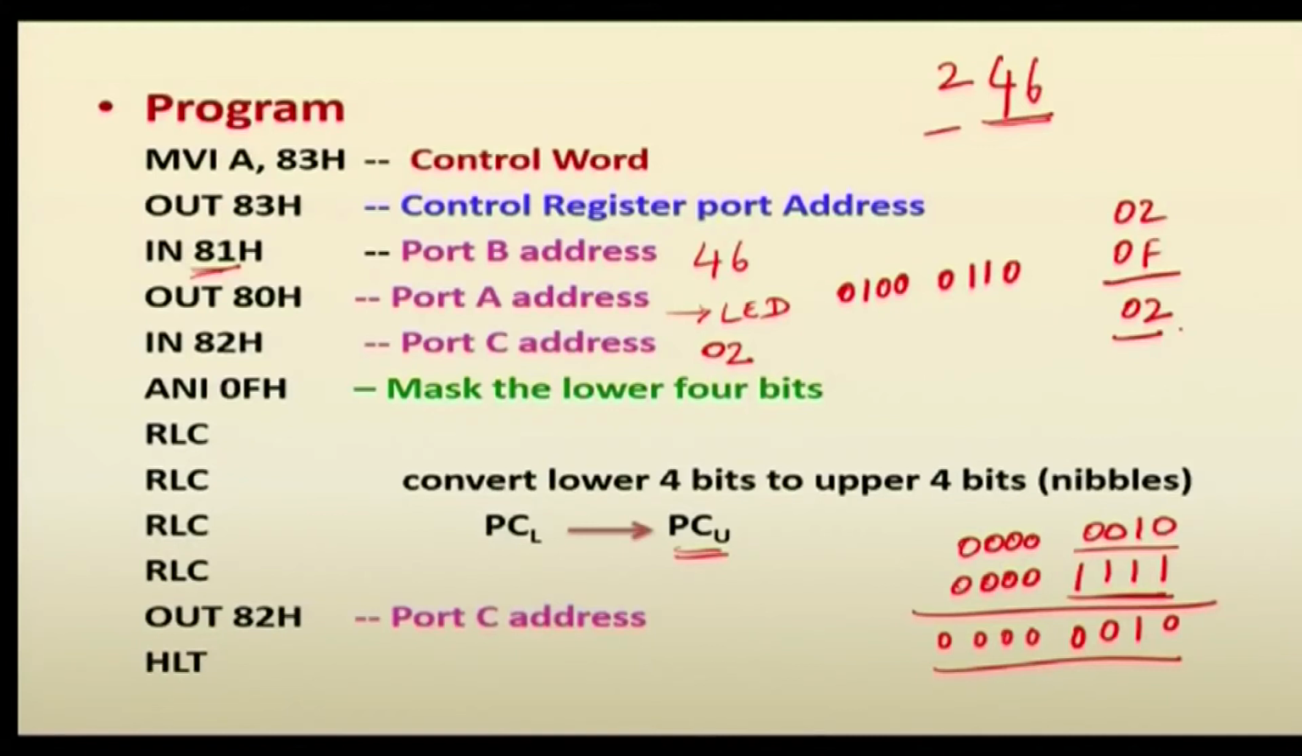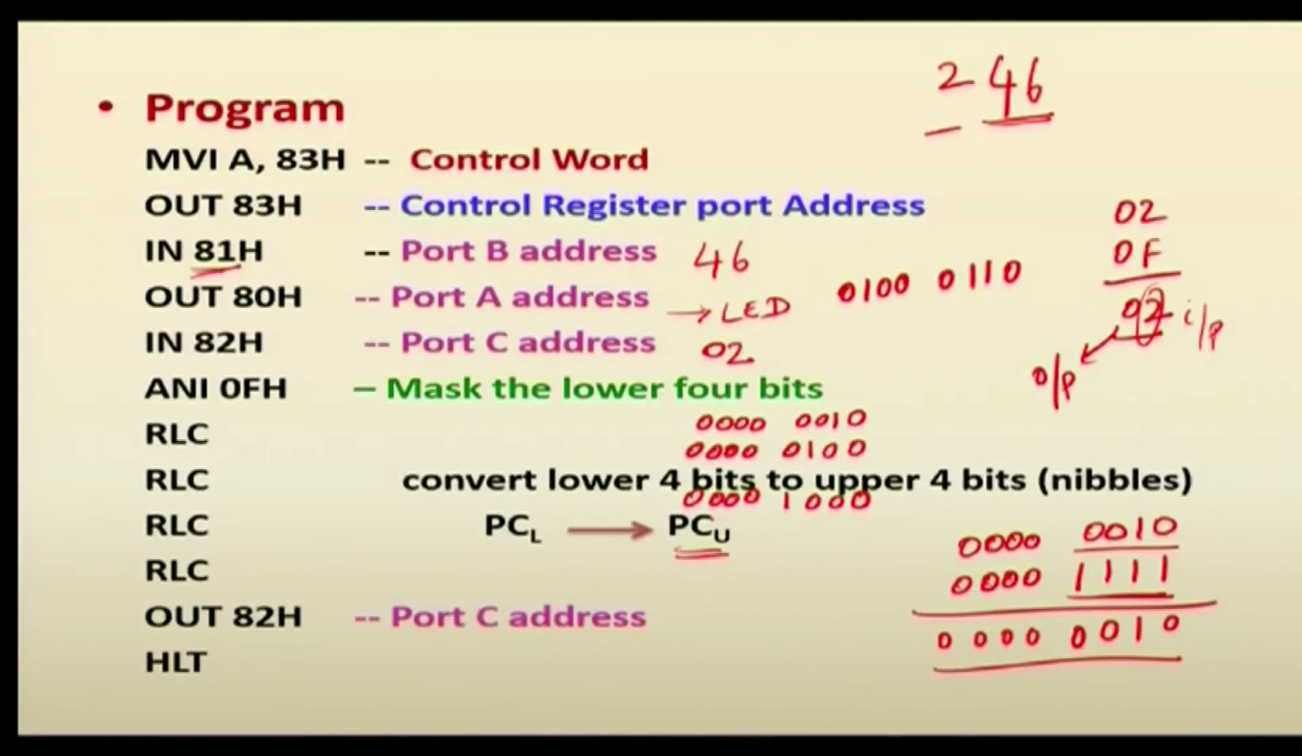Now, I cannot display the value as it is, because port C lower is enabled as an input and port C upper is enabled as an output. So, now I want to transfer the value 2 to the upper 4 bits. For that I have used the RLC instruction. The available value is 0000 0010. Now, I have to shift in the left direction. After one shift left, the 1 moves over here, and zeros are entered. Again one more shift left, 0 0 1 0 0.